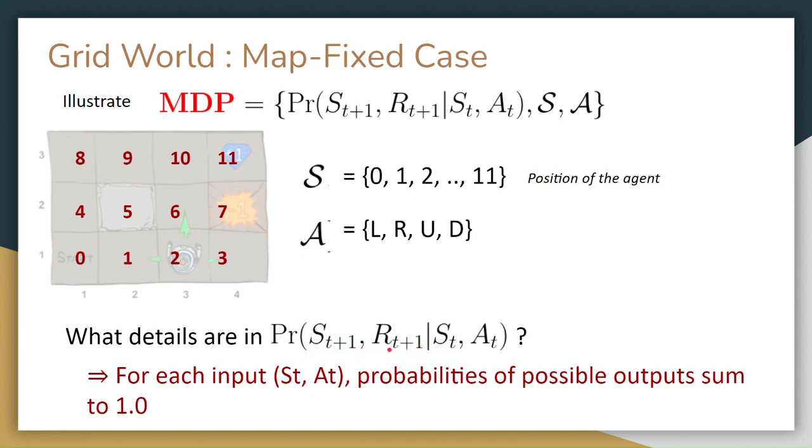It has more details, but in this case it's still simple. The conditional probability is a probability. You know that probabilities have to sum to 1. But it also depends on each input. So for each state and action of the agent, the probabilities have to sum to 1. Okay, let's see the example.